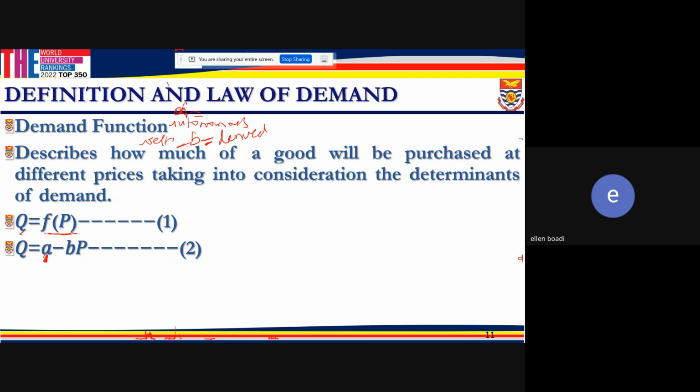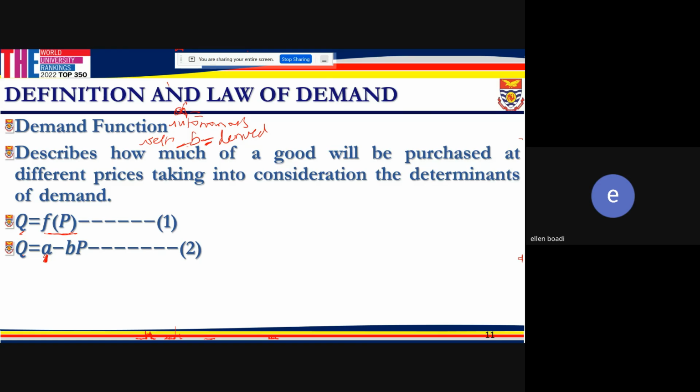So it is independent of price. It doesn't depend on price. We call it autonomous demand. Let's put it this way: there is a certain portion regardless of the price, you buy that amount. Regardless of whether the price of bread is 1 cedi or 10 cedis or 20 cedis, that minimum portion or amount that you buy, regardless of the price, is what we refer to as autonomous demand.